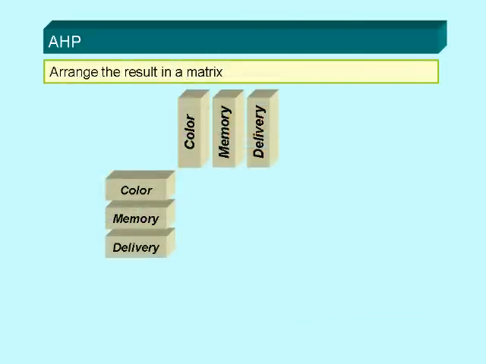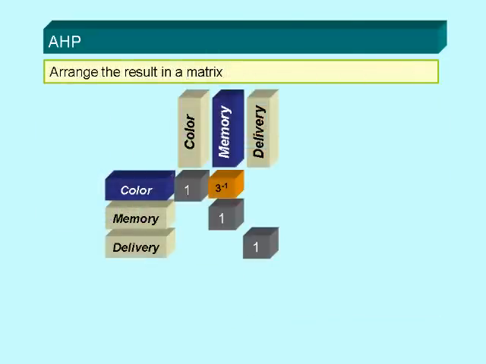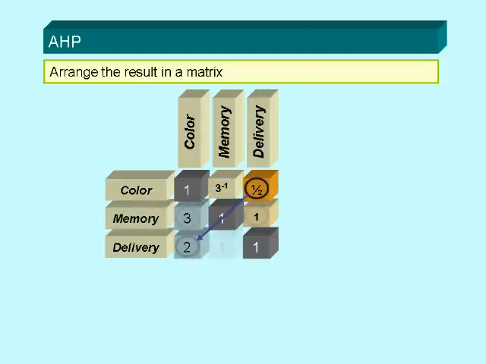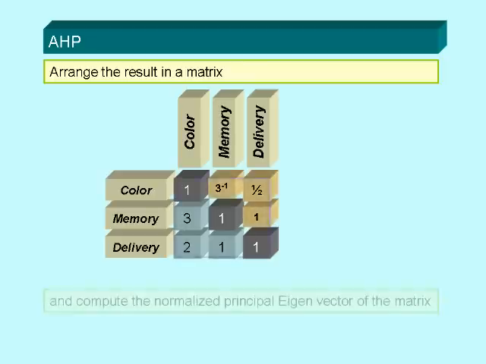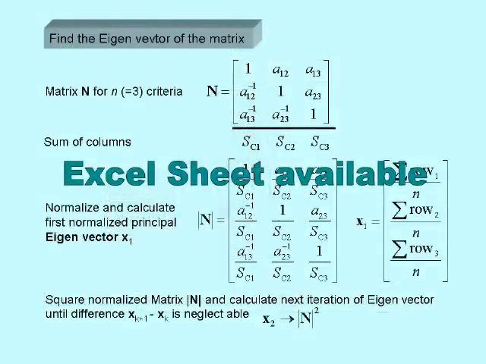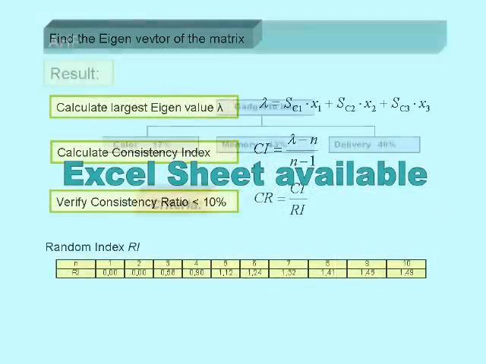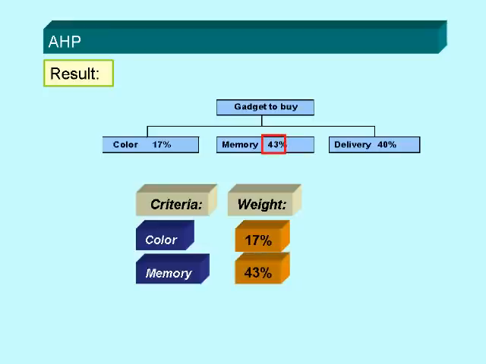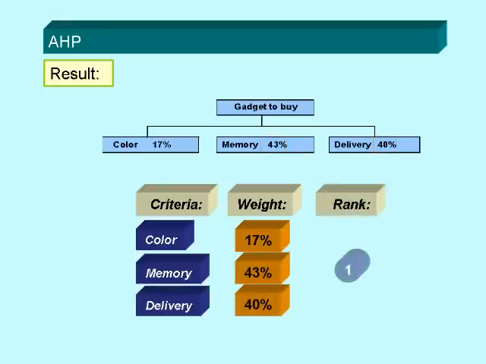In the next step, you arrange your comparisons in a matrix, as shown in this slide. From this matrix, you compute the normalized principal eigenvector. This can be done in an Excel calculation. An Excel sheet is available from the author. As a result, you get the following weighting: color 17%, memory 43%, and delivery 40%. So the most important criteria is memory, followed by delivery, followed by color.